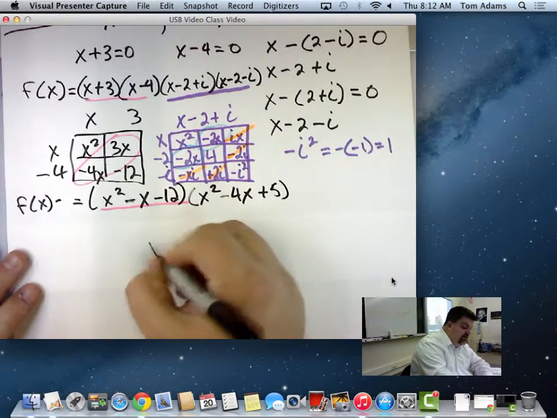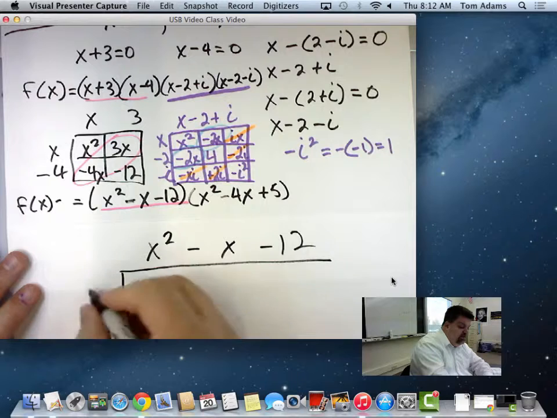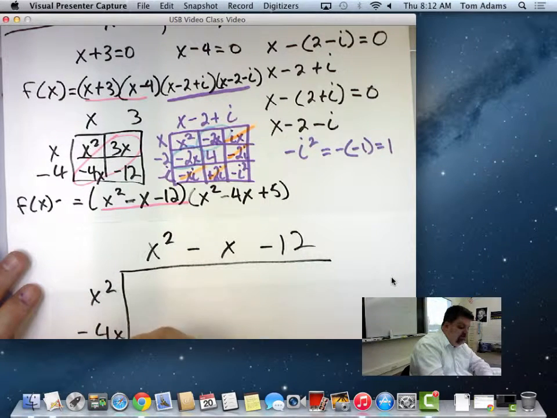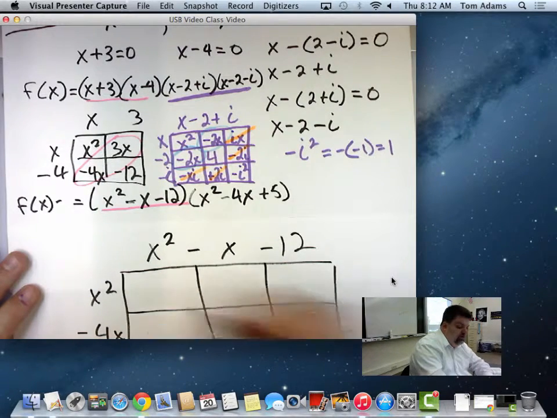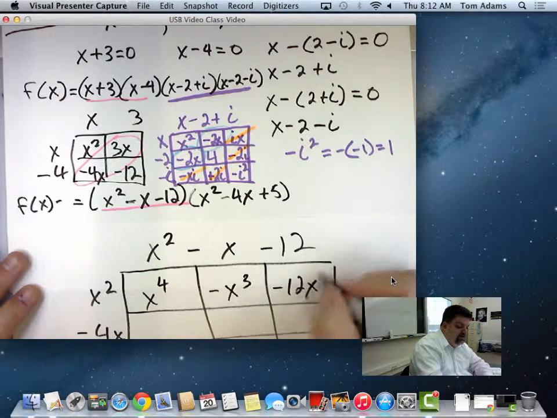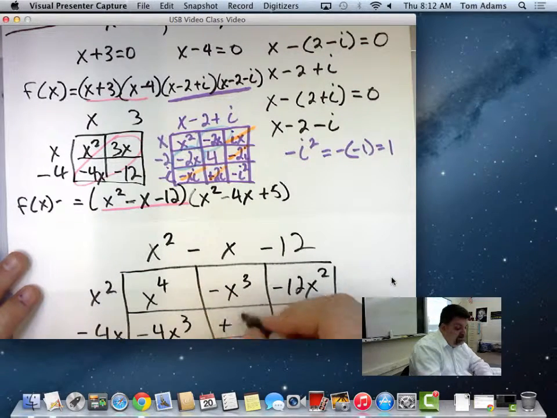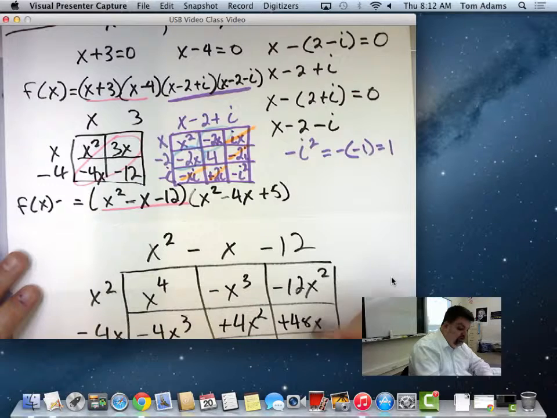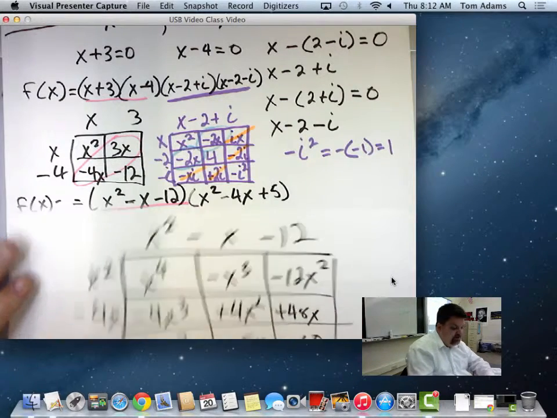Man, this is a lot of work. So I'm going to say x squared minus x minus 12 times x squared minus 4x plus 5. So I got x to the 4th minus x cubed minus 12x squared minus 4x cubed, oh no, positive 4x squared, positive 48x, 5x squared, and then minus 5x, and then negative 60. Is that right so far?